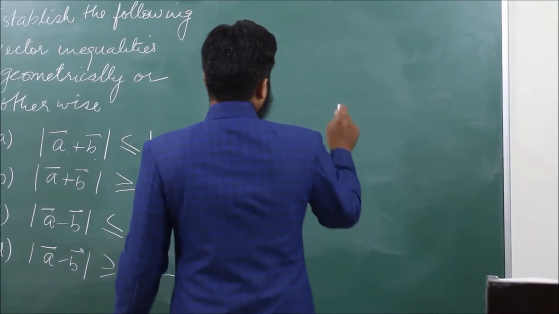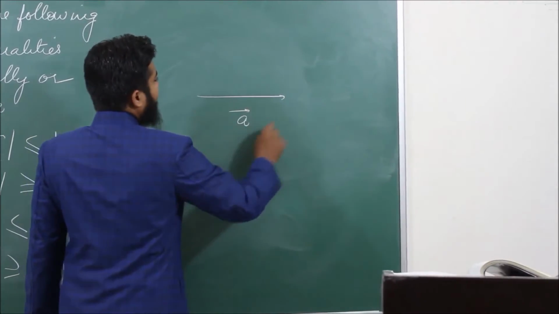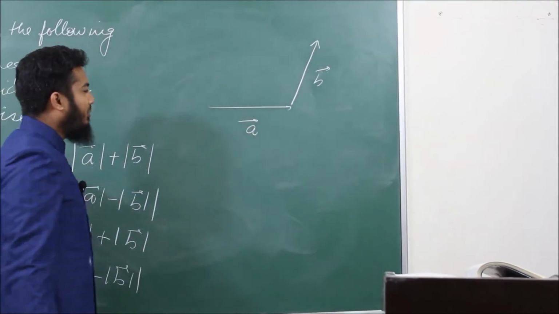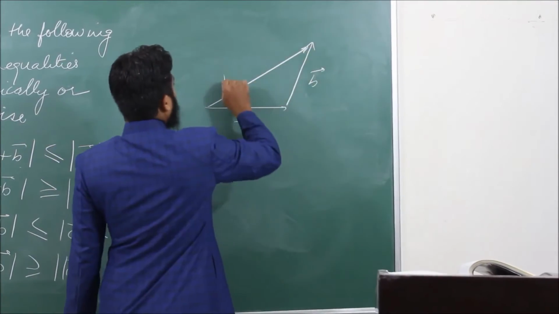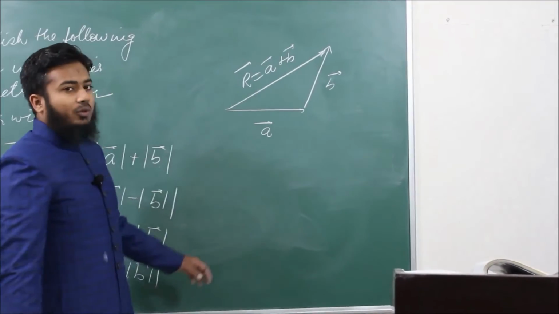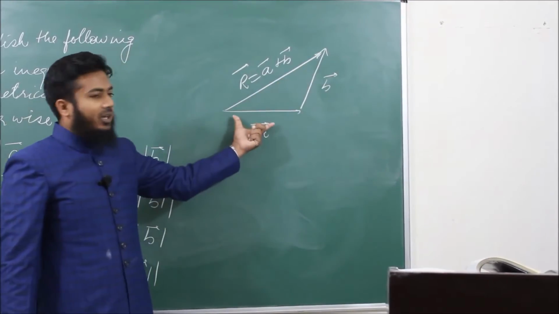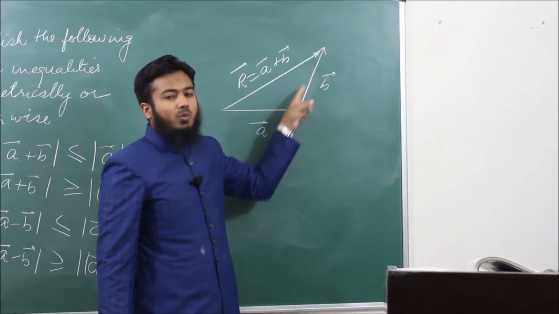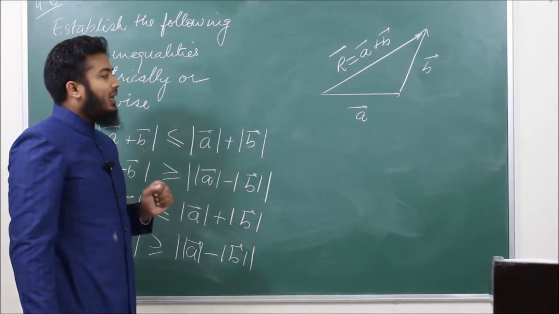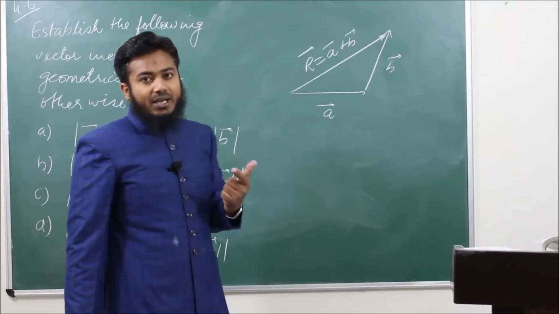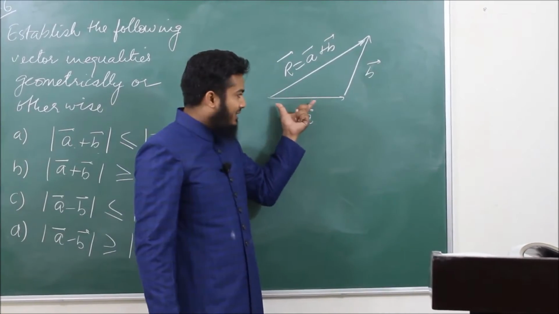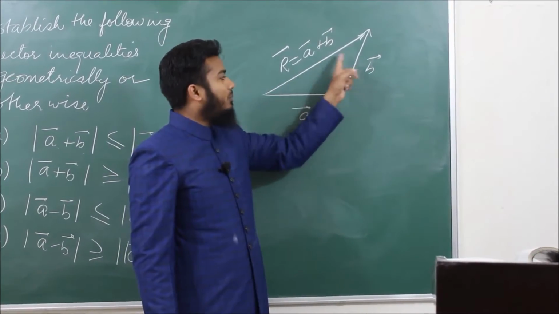So let's say we have 2 vectors, vector A and vector B. I have joined the tail of B to the head of A. Then this will be the resultant vector A plus B. So the magnitude of A plus B will be this length, the magnitude of A will be this length, and the magnitude of B will be this length. Then you know from your high school geometry that in a triangle the sum of 2 sides is always more than the third side. So this length plus this length will always be more than this length.